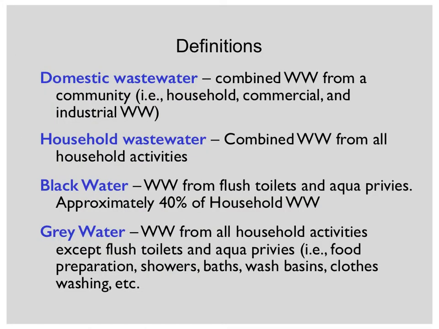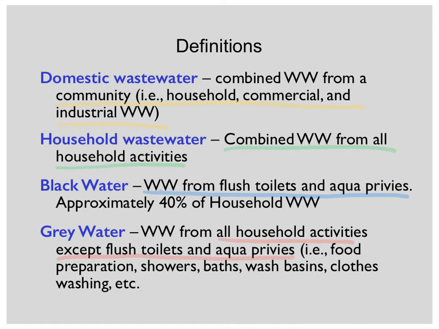A few definitions. Domestic wastewater is the combined wastewater from a community, so household, commercial, and industrial wastewater all combined. Household wastewater is the combined wastewater from all household activities. Black water is wastewater that comes from flush toilets and aquaprivies. It's about 40% of household wastewater. And then last is gray water, which is the wastewater from all household activities except flush toilets and aquaprivies.